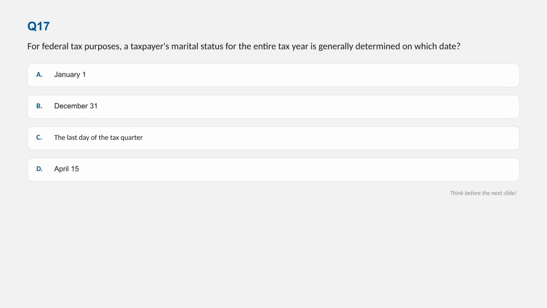For federal tax purposes, a taxpayer's marital status for the entire tax year is generally determined on which date? A. January 1st, B. December 31st, C. The last day of the tax quarter, D. April 15th.